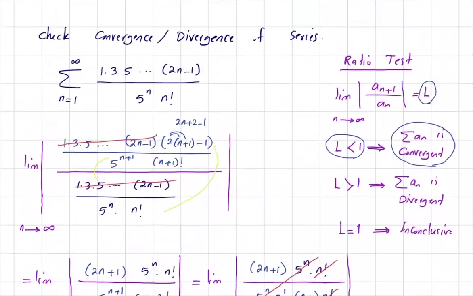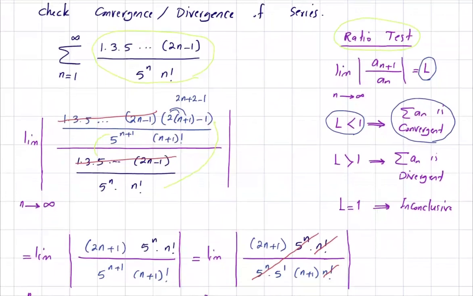Let us summarize what we did. To check the convergence or divergence of the following series, we decided to use the ratio test. The ratio test says that if you find the limit of a_(n+1) divided by a_n as n goes to infinity and it's equal to L, we have 3 scenarios. If L is less than 1, for sure you have a convergent series. If L is more than 1, it is divergent. And if L is equal to 1, it's inconclusive.